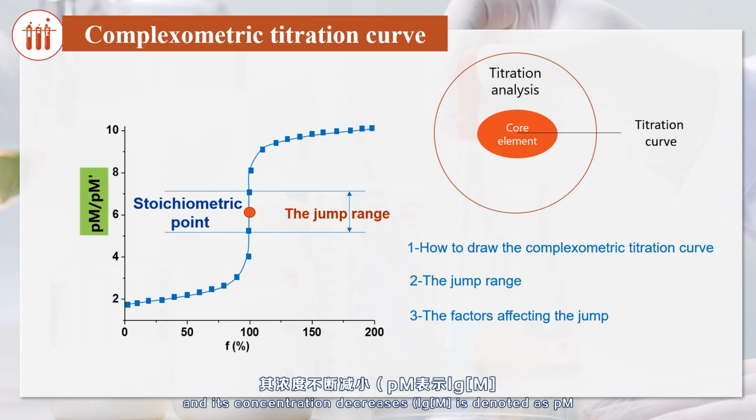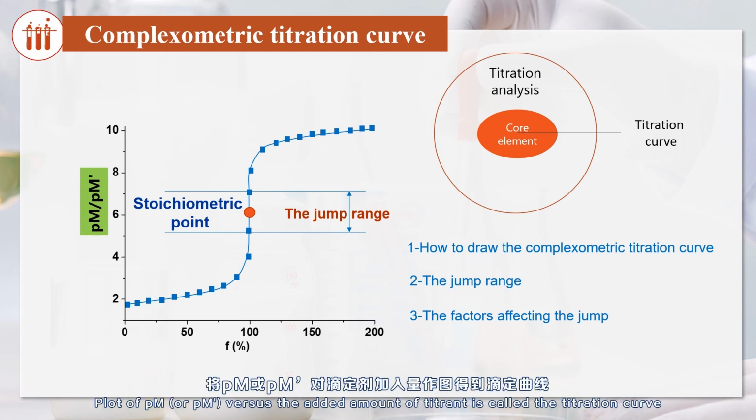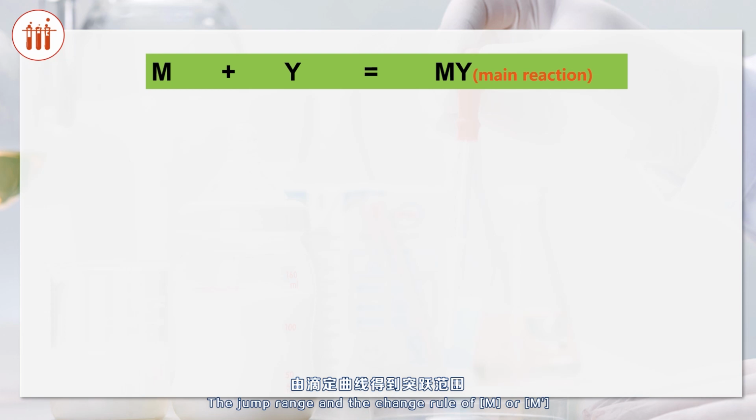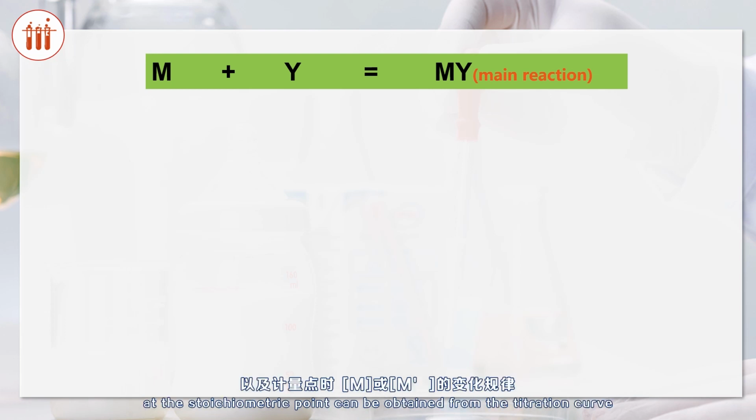Log M is denoted as pM. Log M prime is expressed as pM prime when a side reaction occurs. When titration reaches the end point, pM or pM prime changes dramatically. The plot of pM or pM prime versus the added amount of titrant is called the titration curve. The jump range and the change rule of M or M prime at the stoichiometric point can be obtained from the titration curve.